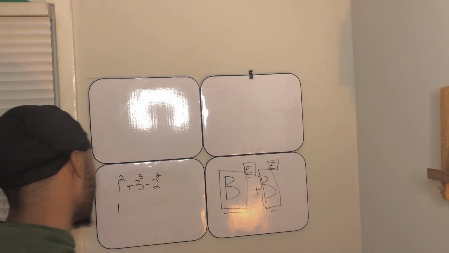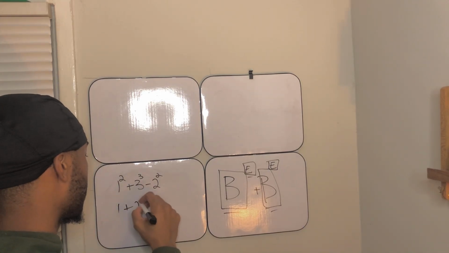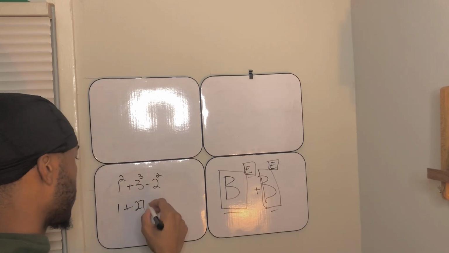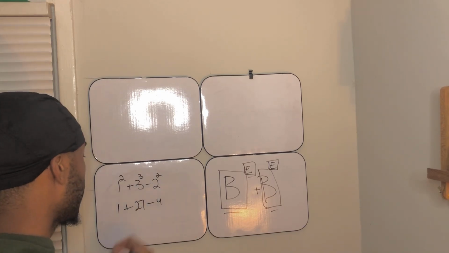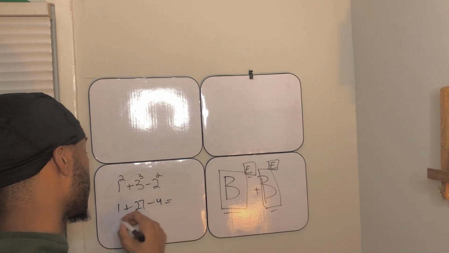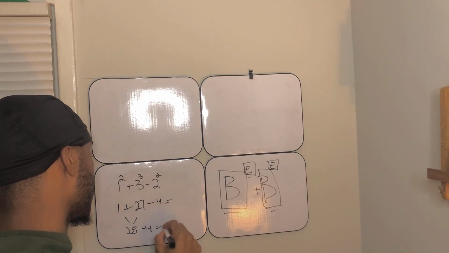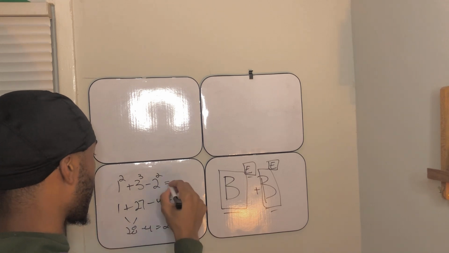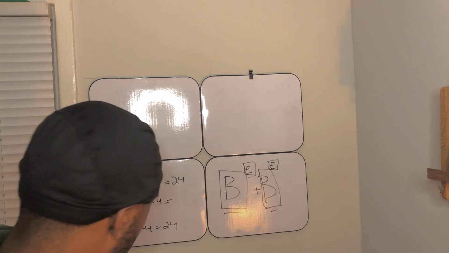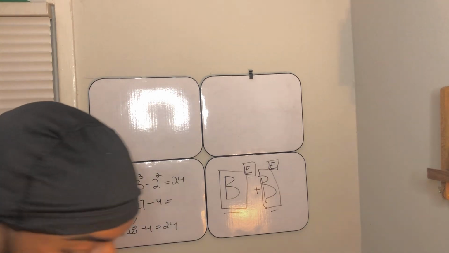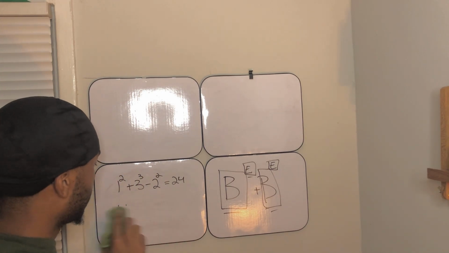1 squared is 1, plus 3 cubed, which is 27, minus 2 squared, which is 4. So we got 1 plus 27 minus 4, that's 28, minus 4, which is 24. So 1 squared plus 3 cubed minus 2 squared is 24.